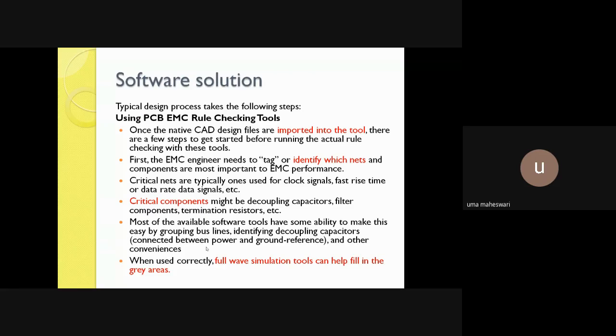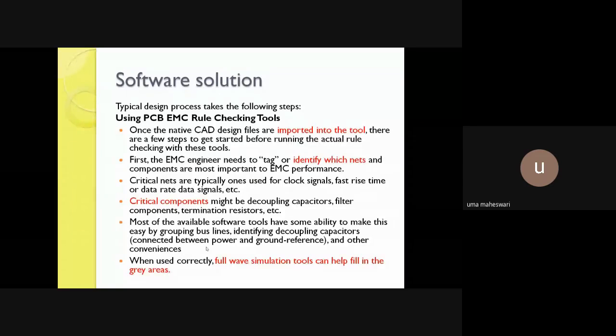So what do we do for the EM simulations? We'll see only the EM simulations. On the EM simulation side, we just need to import the CAD data, the EDA files, into the EM simulators, and we need to tag or identify which net has to be simulated or modeled. So critical components have to be modeled.